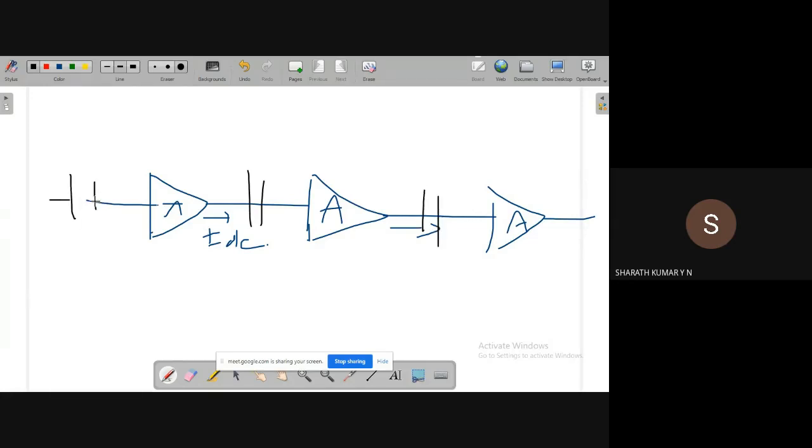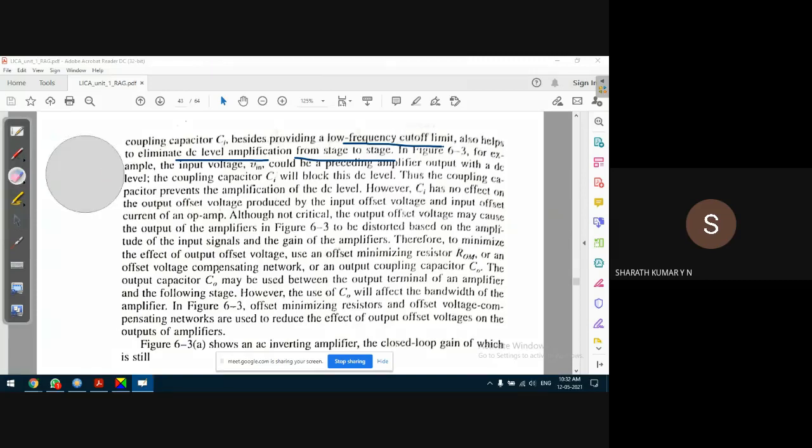But this capacitor will affect the lower cutoff frequency of the operational amplifier. There is a drawback, but no other go. Somewhere we have to strike a compromise and arrive at a feasible solution to avoid the DC current, because it is an AC amplifier. The input voltage could be the preceding amplifier output.